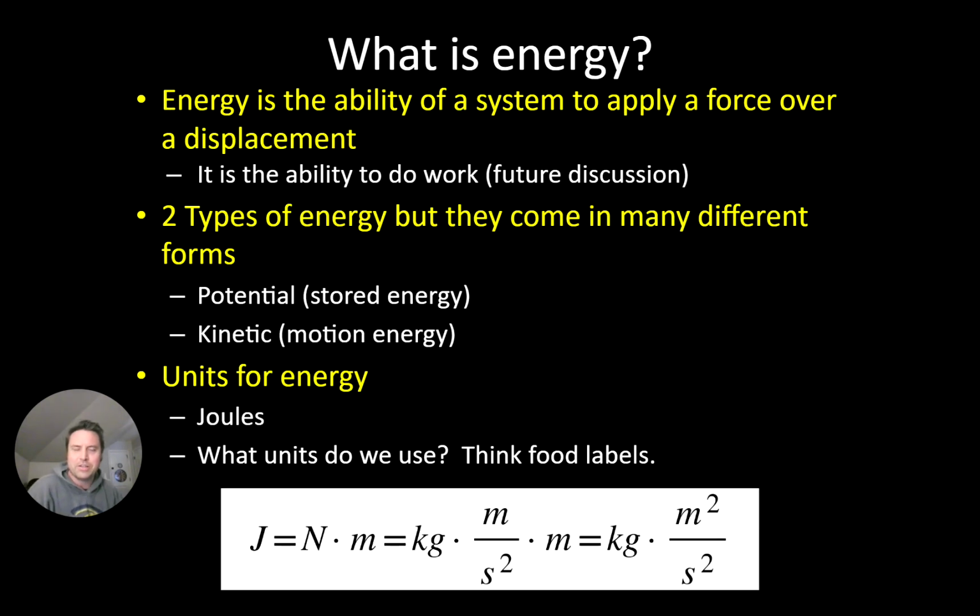All right, so what is energy? It's just what I just said, right? It's the ability to push something over a displacement, and we call that work. And like it says there, we'll do a future discussion on work. Right now, we're going to do the two types of energy real quick. There's potential, stored, and kinetic is motion. Any motion, not just sliding. Kinetic friction was just sliding. Kinetic energy is everything. And then the units we're going to use is joules.